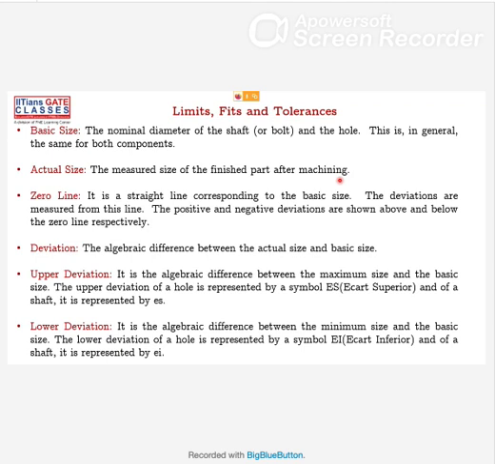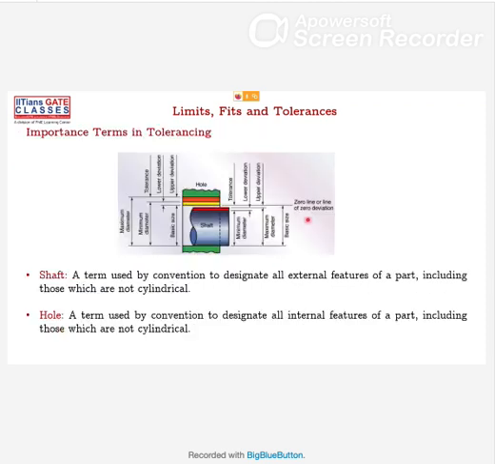And zero line. Zero line is a straight line corresponding to the basic size. The deviations are measured from this line. The positive and negative deviations are shown above and below the zero line respectively. So that is this basic line. You see here, this is your zero line, or line of zero deviation.